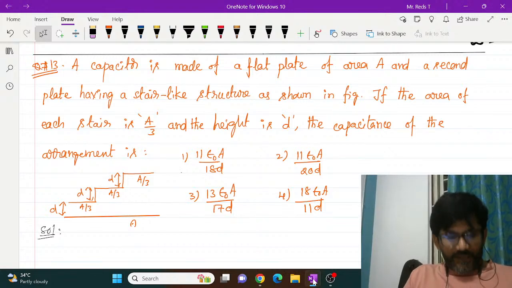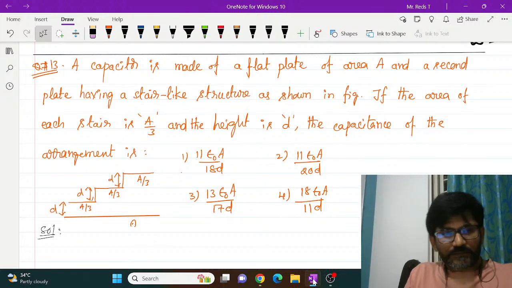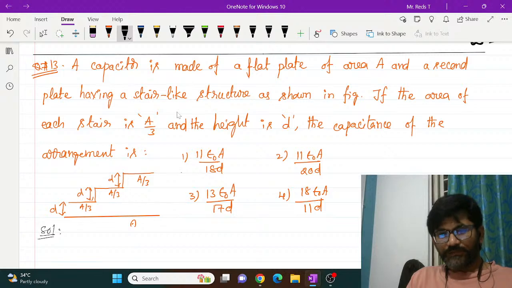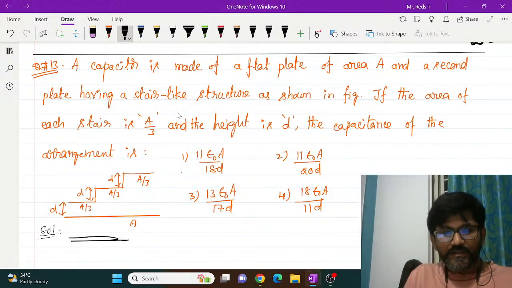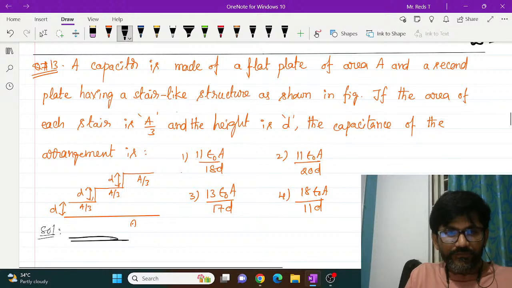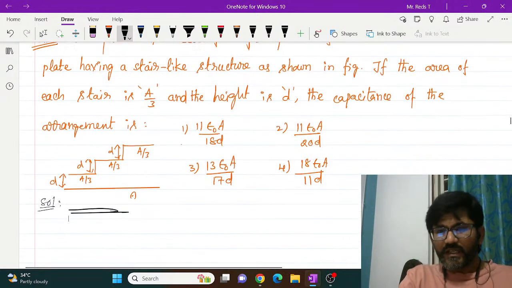Okay. So the next question is, a capacitor is made of a flat plate of area A and a second plate having a stair-like structure as shown in the figure. This is the figure you can see. This is plate A. You can redraw it as shown in the figure.